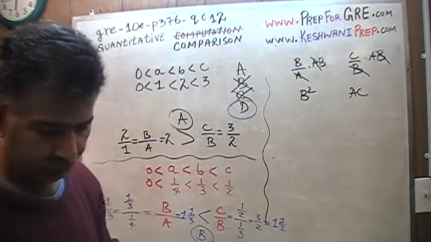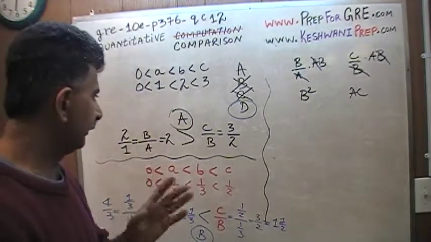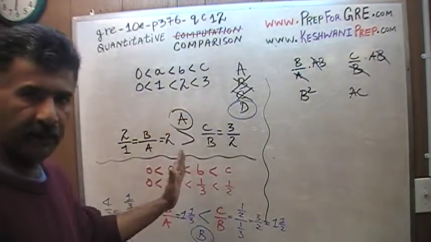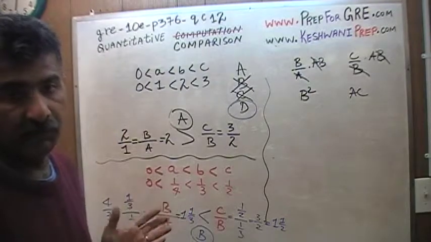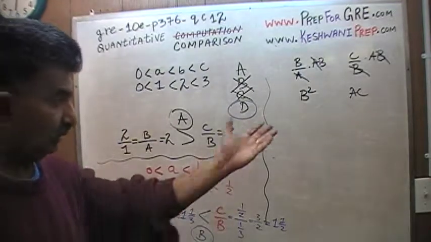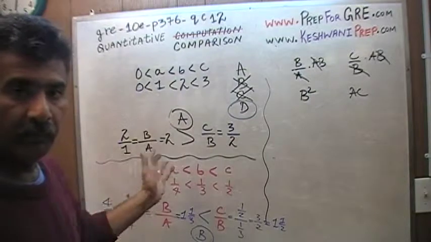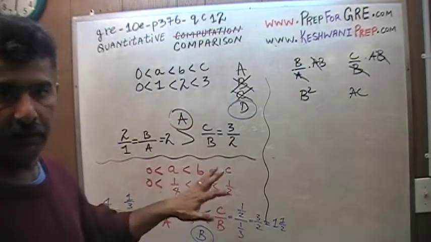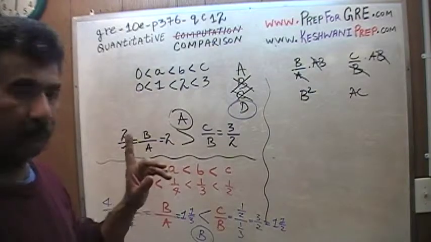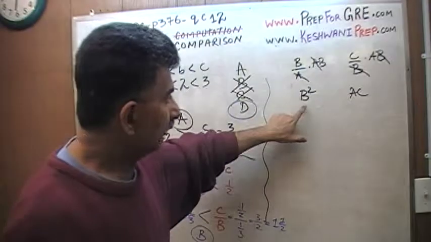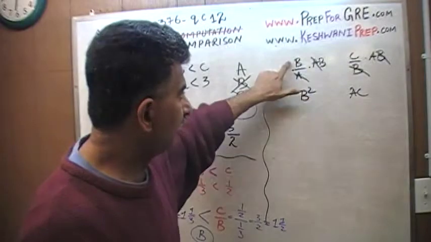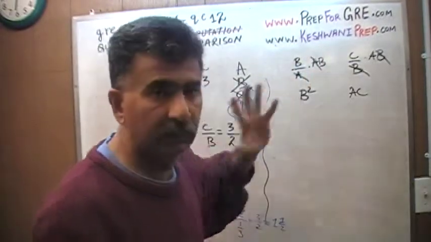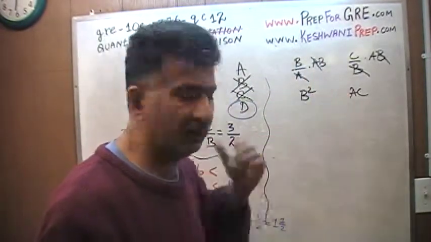Now here's the deal, listen carefully. No matter what number you plug in here, unless of course you just happen to get lucky and plug in the number that I'm going to show you here, the answer is going to be either A or B. What we have in the two quantities, B over A versus C over B, boils down to B squared versus A times C.